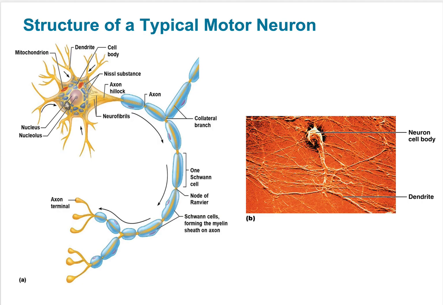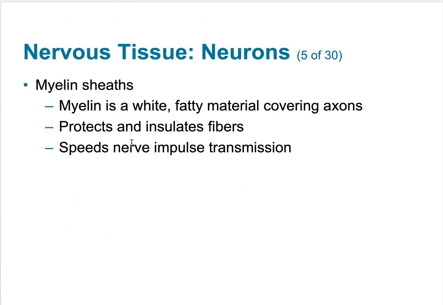Okay, so we saw that here. Here's the myelin sheath right here. It's this little covering. It looks like a jelly roll. It just kind of wraps itself around the axon. It is a white, fatty material. It covers axons, and it helps to protect and insulate the fibers, and it helps to speed up nerve impulse transmission.